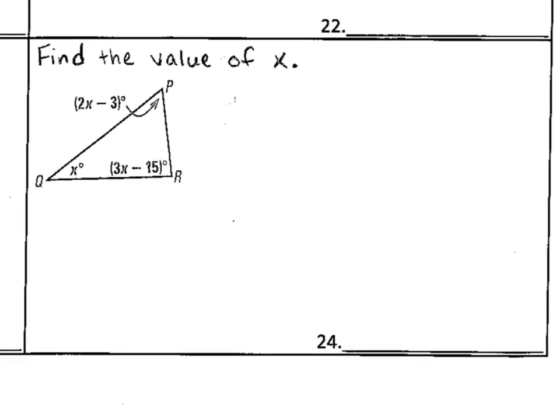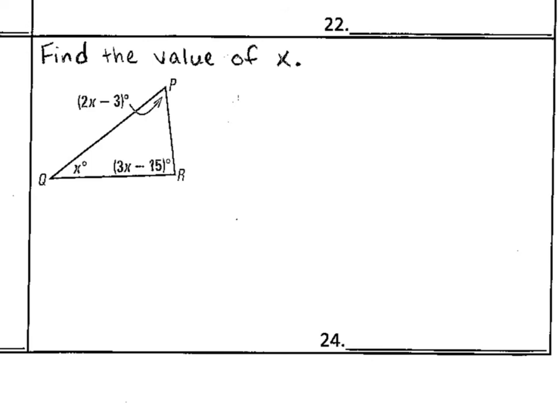And in 24, we want to find the value of x here. Okay, again, you got three angles here, x, 2x plus 3, and 3x minus 15. These all together equal 180 degrees. So combine like terms, okay, do the algebra, find the value of x.